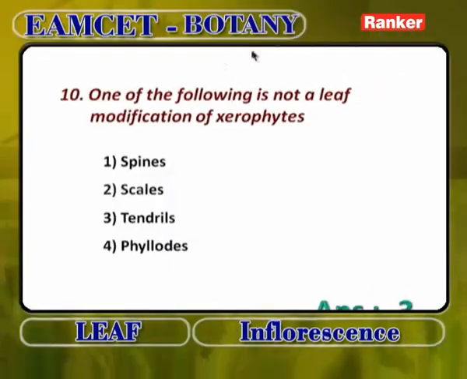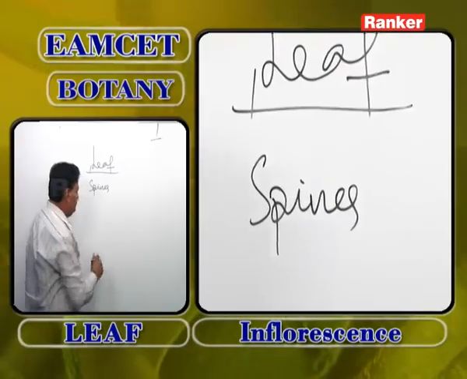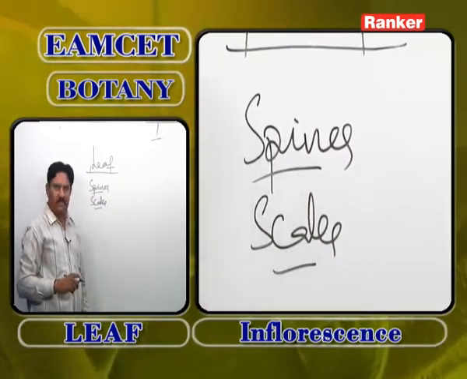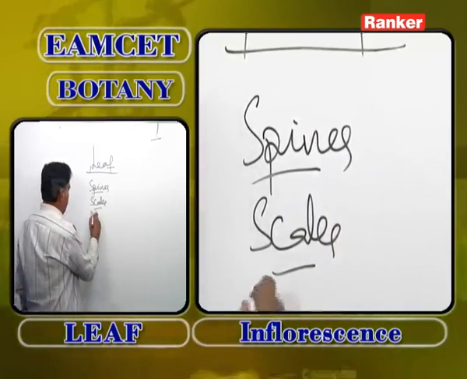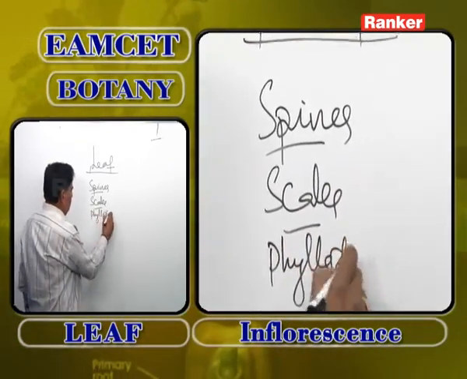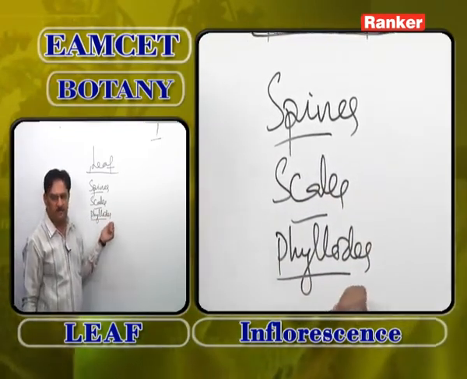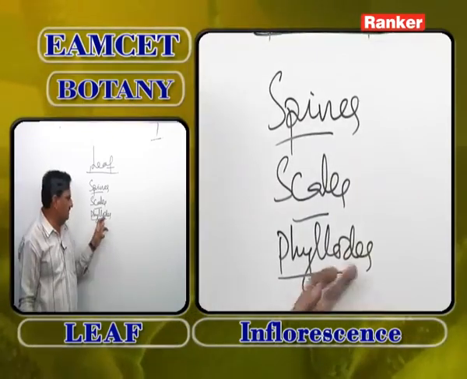Next, one of the following is not a leaf modification of xerophytes. Spines are leaf modifications that reduce the rate of transpiration. Scales are leaf modifications that reduce the rate of transpiration and also protect the apical and axillary buds. Phyllodes: any part of the leaf except the leaf lamina, suppose it modifies into a broad, expanded, green, chlorophyllous photosynthetic structure, then it is called a phyllode.